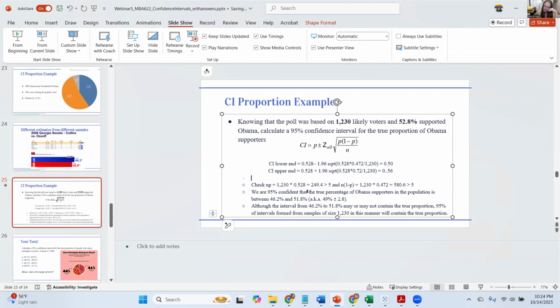But we just want to check to make sure that their np is greater than 5. So that is simply 1230 times this. You get that's bigger than 5. And I need to change this. Yeah, I did this one right. Hey, look at that. It's 580. So that's also bigger than 5. So this checks out. I think this math is wrong, but you get it, right? What's 1230 times 0.72?